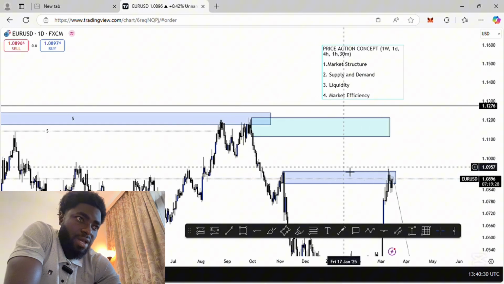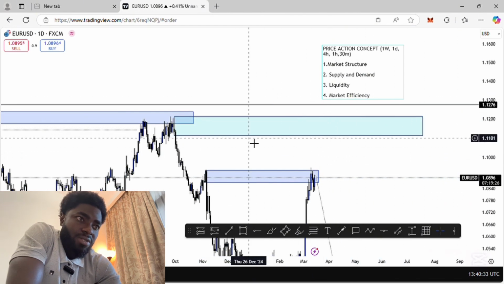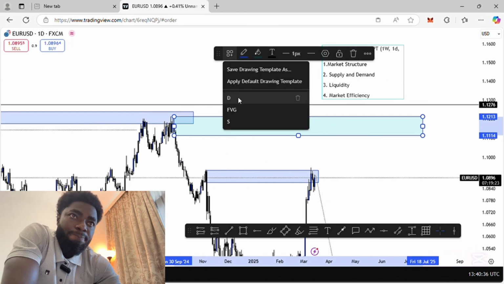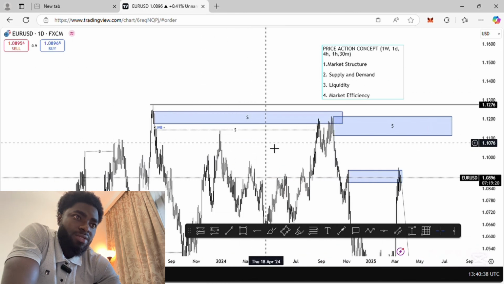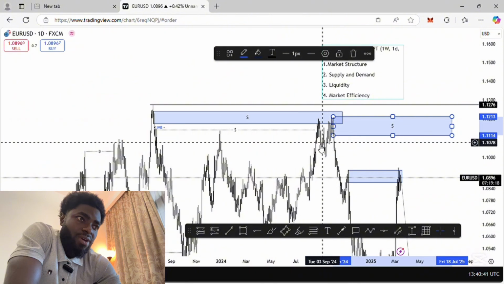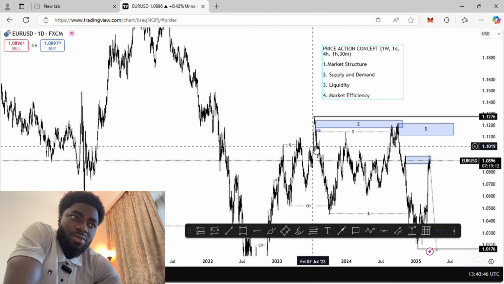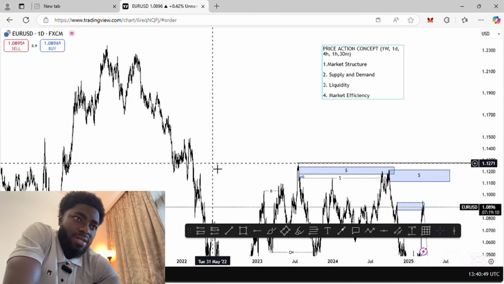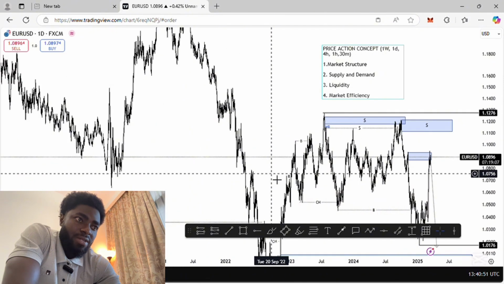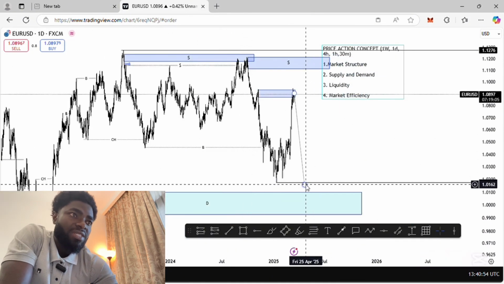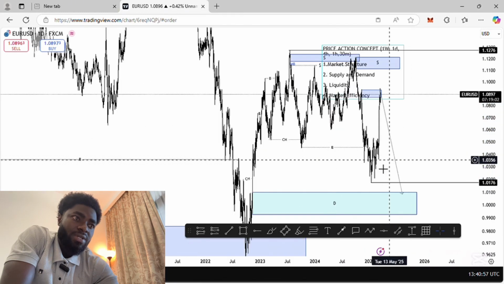So I have two zones to trade. This is a supply zone, the last supply zone. But price doesn't have to break this supply zone. If it breaks it, that means price wants to be pushing to the top side. So this is the analysis on EURUSD.